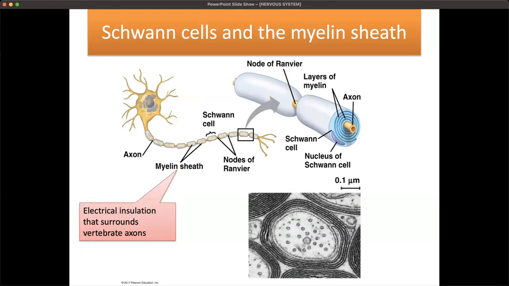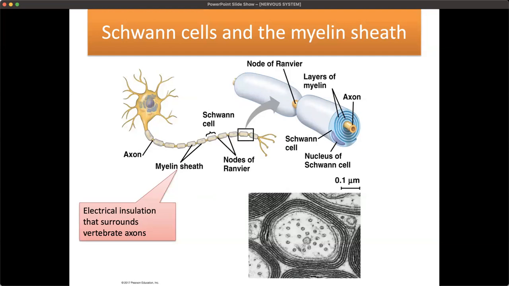So this is basically the Schwann cells and the myelin sheath. Okay, so the myelin sheath is covering the axon, acting as an insulator. The electrical insulation that surrounds the vertebrate axon. So it's the same like your wire at home. Your wire, the copper is covered by a lot of different colors of insulator. Some wires are red, some are blue, because it acts as an insulator.